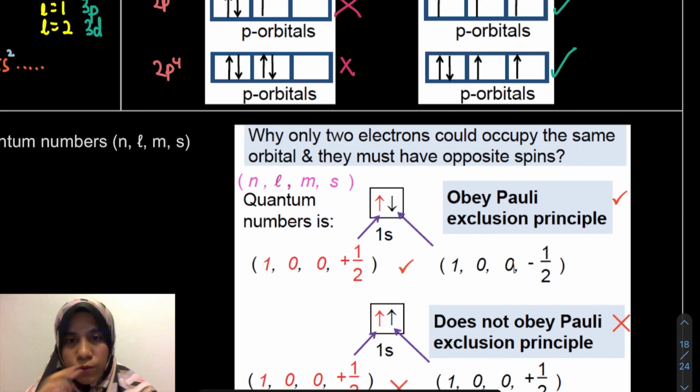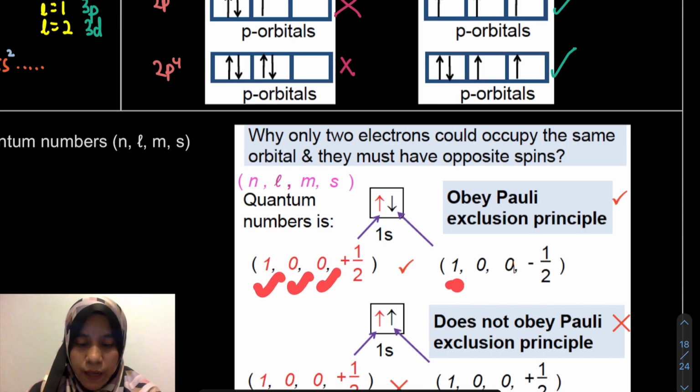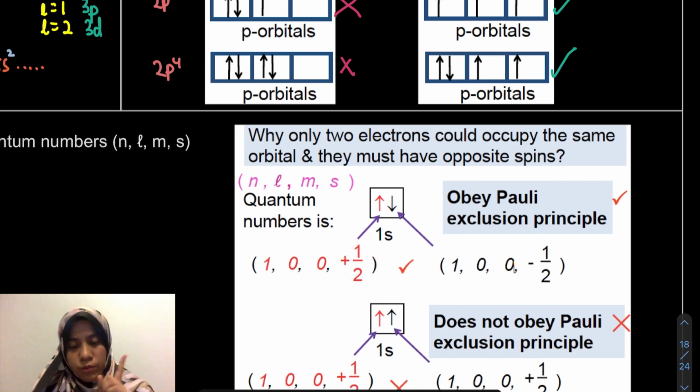Positive half tu, so selalu masukkan dia sebagai senangnya upright punya position lah. Kalau yang negative half tu usually we mention as downward position. So, kalau contohnya for example it has the opposite spin, so it means that for the NLMS kita, even though your N, L and M is the same, but then your S tu different because kalau upright positive half, downwards negative half. Okay, so it obeys the Pauli exclusion principle.